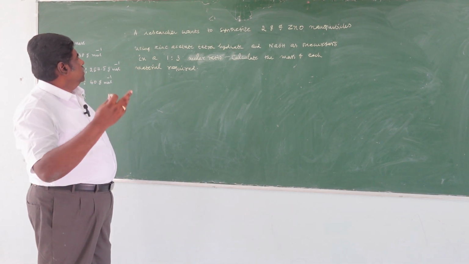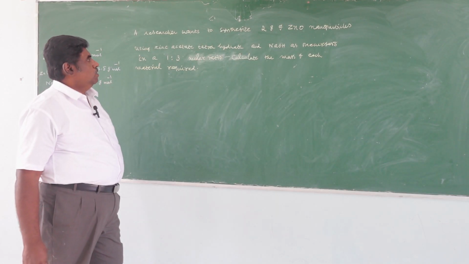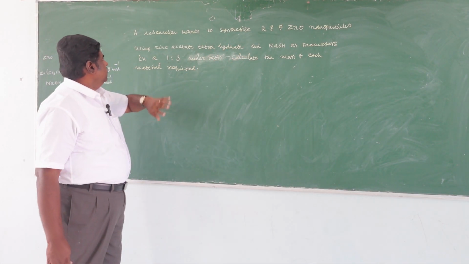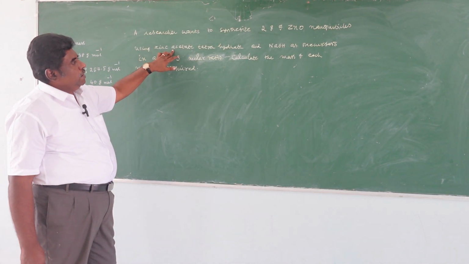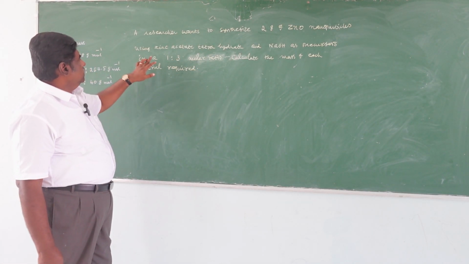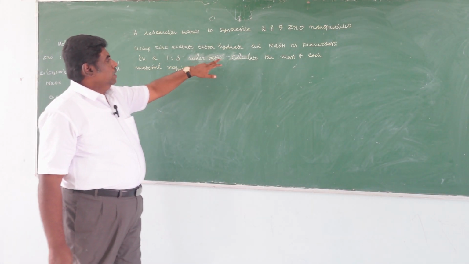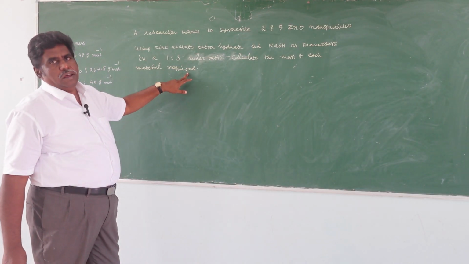Here is a research problem. A researcher wants to synthesize 2 grams of zinc oxide nanoparticles using zinc acetate tetrahydrate and sodium hydroxide as precursors in a 1:3 molar ratio. Calculate the mass of each material required.